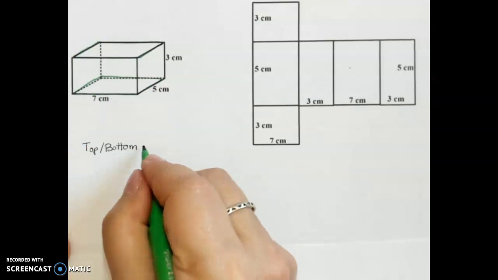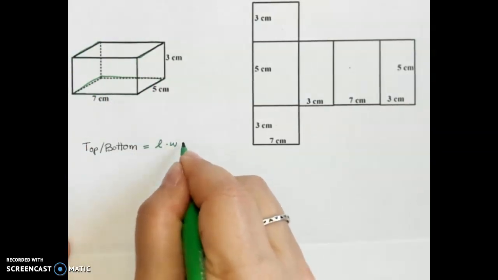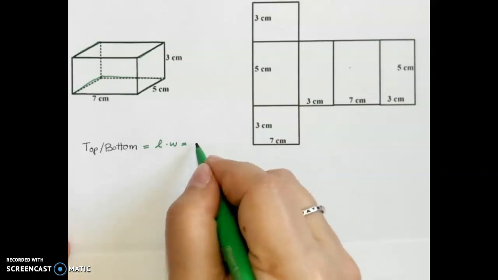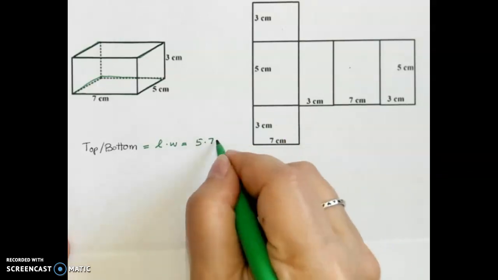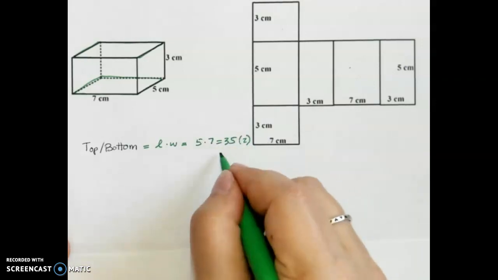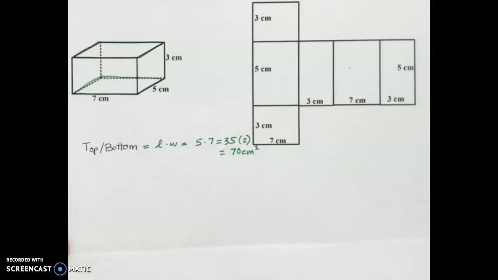And I can see that the top and the bottom, they're rectangles, which I find the area of a rectangle by doing length times width. And the length and width of that set of rectangles is 5 and 7. And there are 2 of them. So the surface area of the top and the bottom are going to be 70 square centimeters.